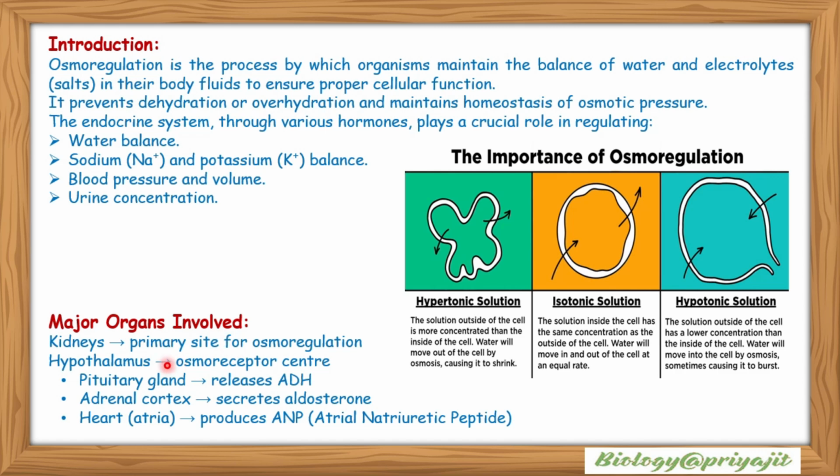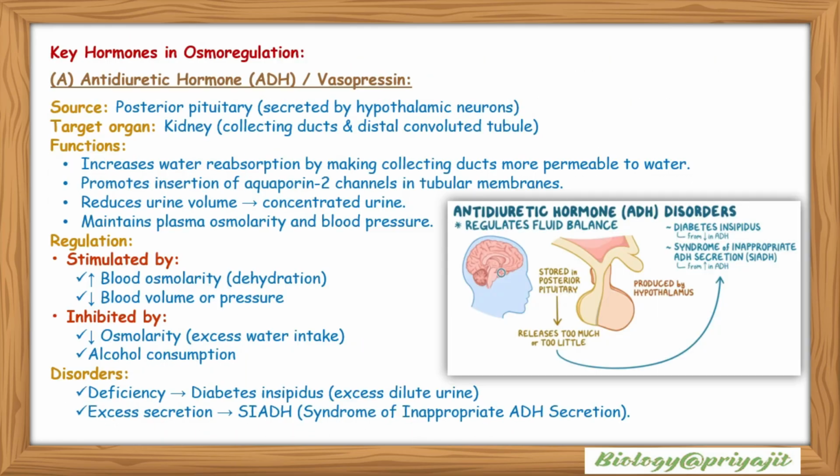First of all, kidneys, which is the primary site for osmoregulation, and hypothalamus, which is the osmoreceptor center. Pituitary gland releases ADH hormone, and adrenal cortex secretes aldosterone, and heart or atria produces ANP or atrial natriuretic peptide. Key hormones in osmoregulation: antidiuretic hormone or ADH or vasopressin. Source: posterior pituitary, secreted by hypothalamic neurons. The target organs include kidney, collecting ducts, and distal convoluted tubule.